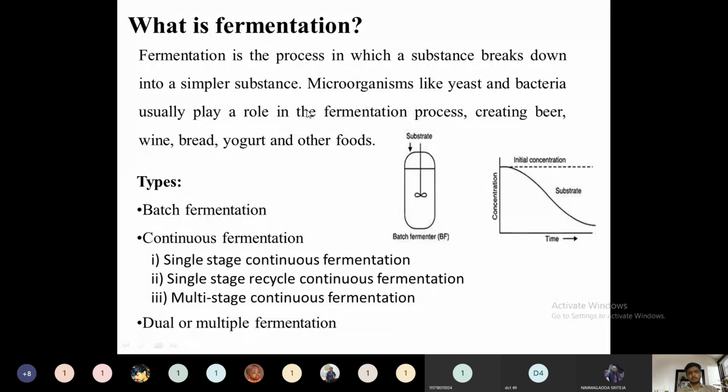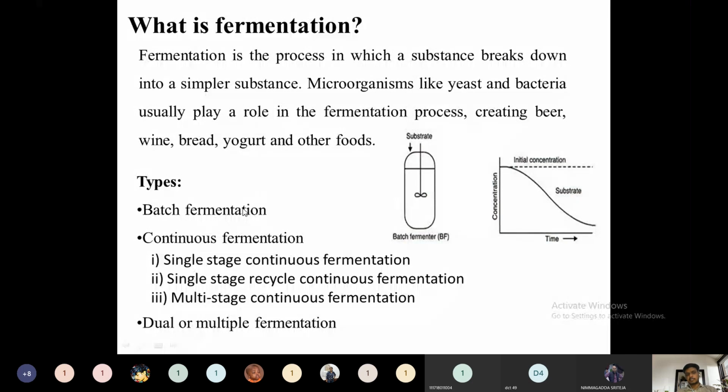In the fermentation process, there are three popular types. One is the batch fermentation process, second is the continuous fermentation process, and third is the dual or multiple fermentation process. The continuous fermentation process is further divided into three more types. One is the single stage continuous fermentation process. Only one stage will be there.